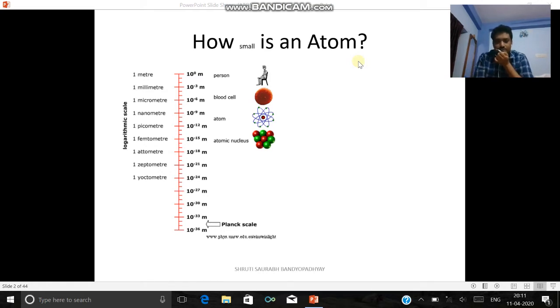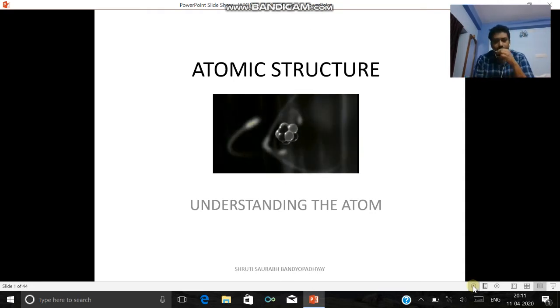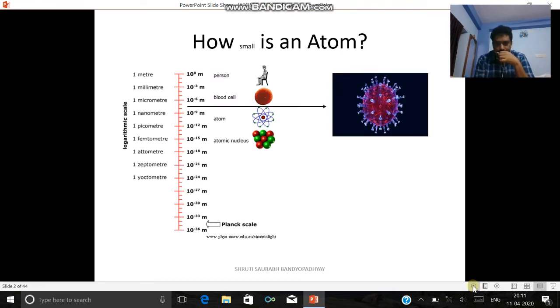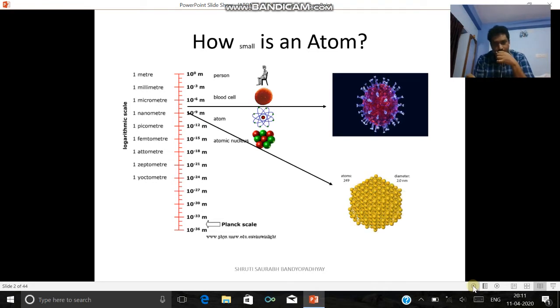So today's discussion is about atomic structure and understanding the atom. So we know already that atom is the smallest constituent of matter. They are even smaller than the novel coronavirus, which is about 120 nanometer in size. Actually, heavier atoms are typically 0.1 nanometer in diameter. A nanometer is 1 billionth of a meter.